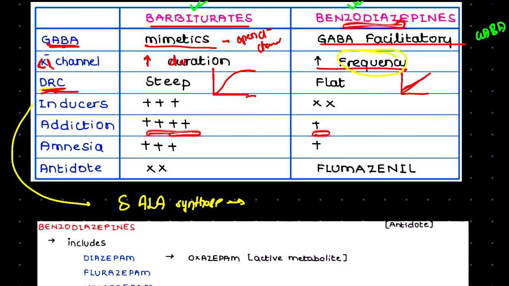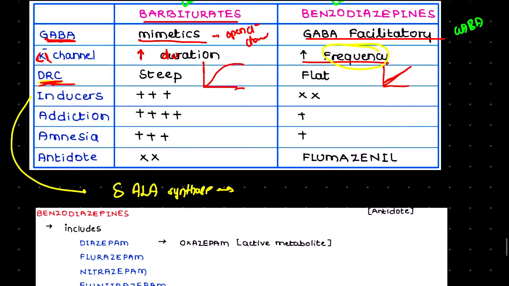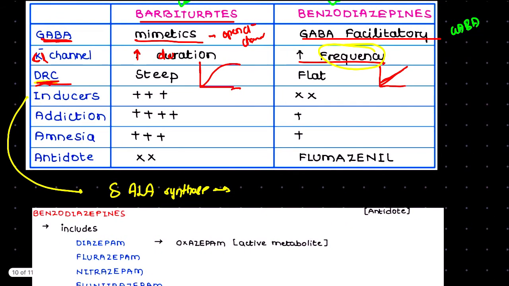Benzodiazepines are also addictive, but they are comparatively less addictive. And talking about amnesia, what is amnesia? Amnesia means loss of memory. In barbiturates there is an excessive chance of amnesia, but in benzodiazepines there is less chance of amnesia. Similarly, talking about antidotes, barbiturates do not have any antidote, but benzodiazepines have an antidote, that is flumazenil.